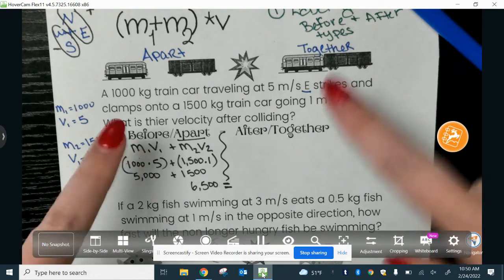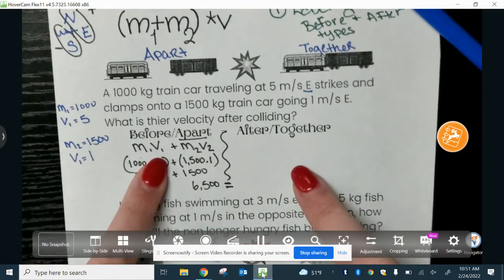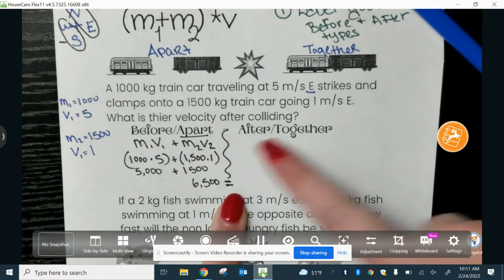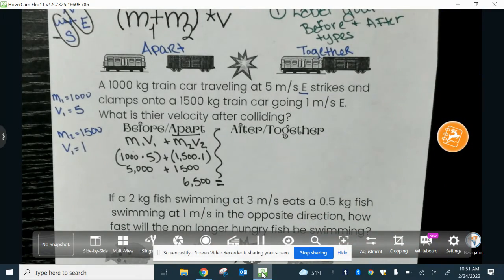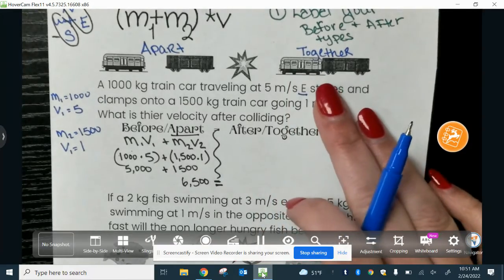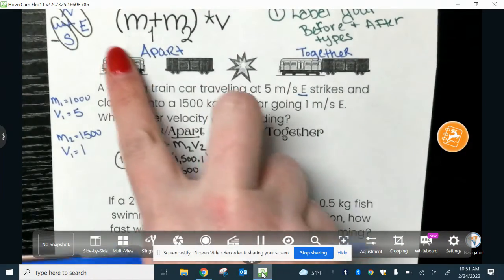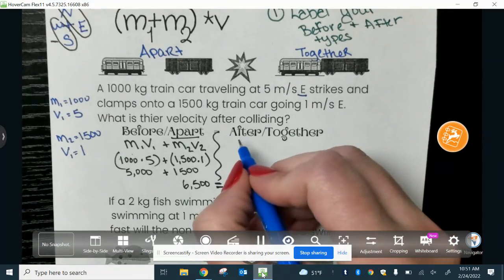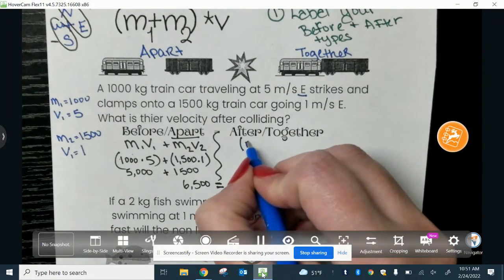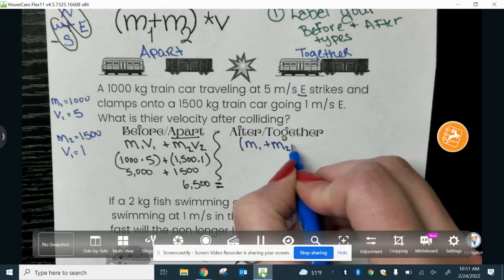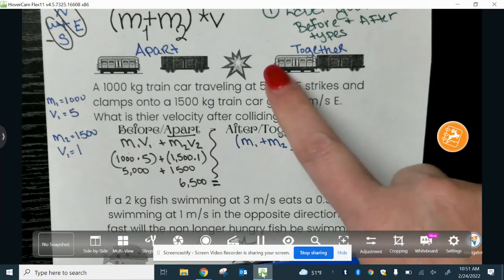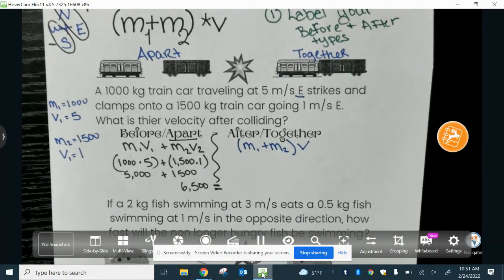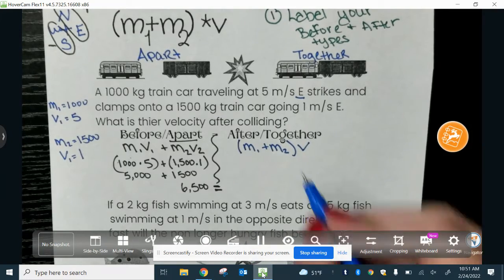Now, conservation of momentum, which we talked about up here, says that before equals after, so I can put my equal sign here. Then I've got to solve for my after. So in this case, their masses get to be added together. We have our formula right here. M1 plus M2 times their velocity together. Because now their mass is the whole thing. You just add the velocity? That's the multiply.